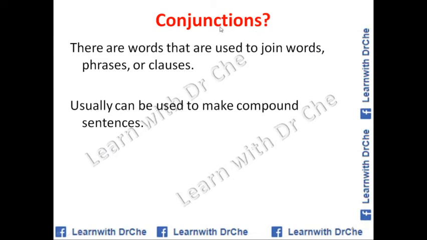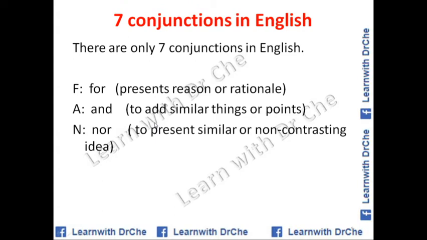Conjunctions. What are conjunctions? These are words that are used to join other words, phrases or clauses. These are called conjunctions. Usually they can be used to make compound sentences. There are 7 conjunctions in English. There are only 7 conjunctions in English, and these are: first one is for.